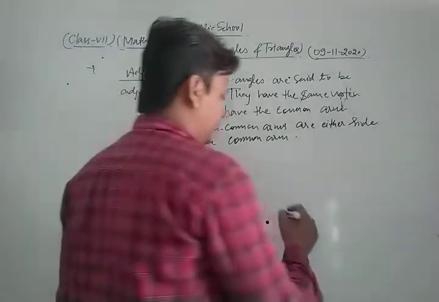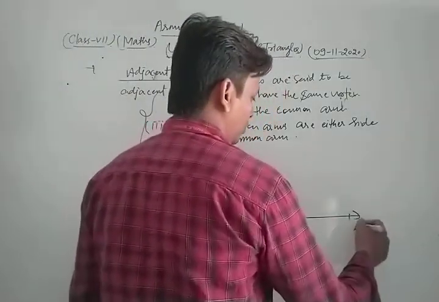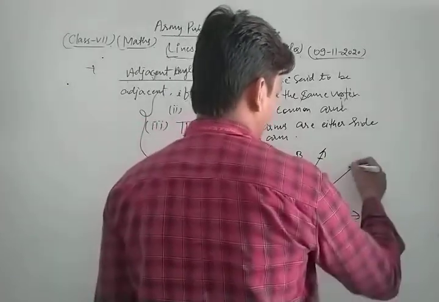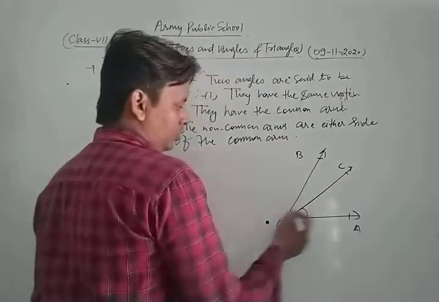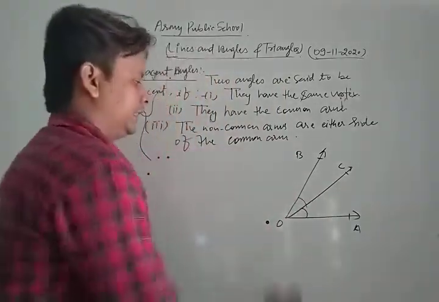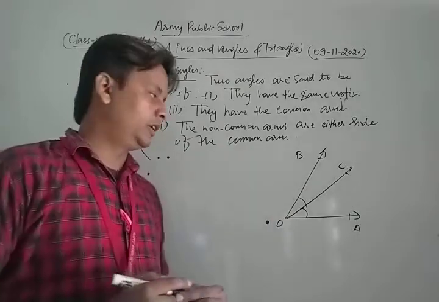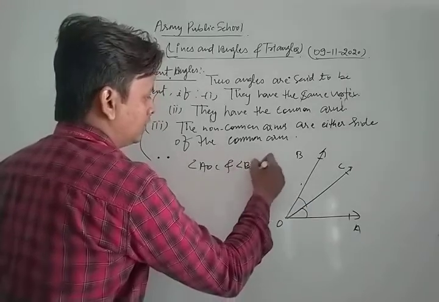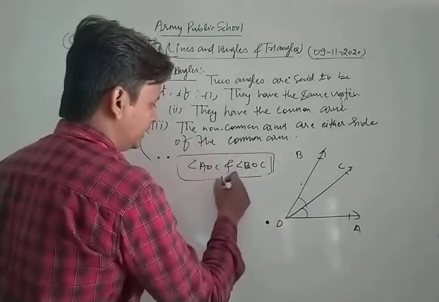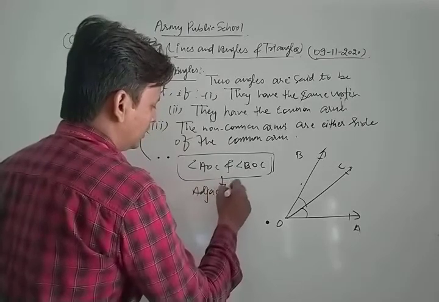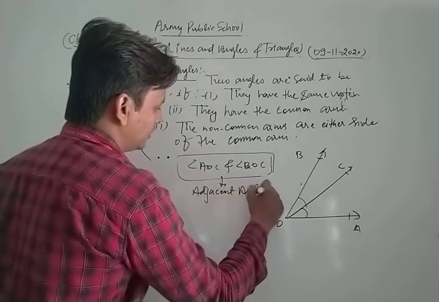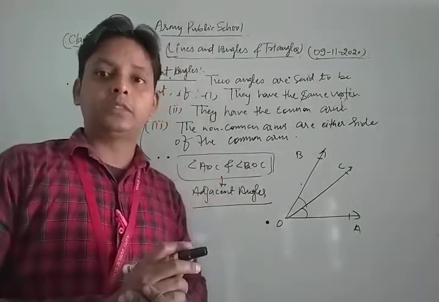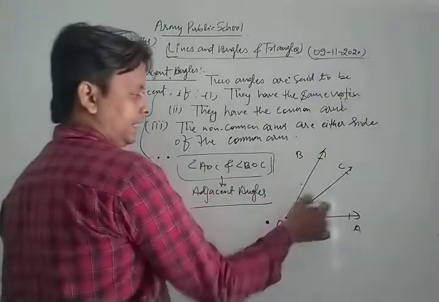Let's see. Suppose that OA and OB are two rays, and another ray is OC. Then angle AOC and angle BOC are said to be what? Here angle AOC and angle BOC are the pair of adjacent angles. They are adjacent angles. Why are they called adjacent angles? Because, let's see, both angles have the common vertex.